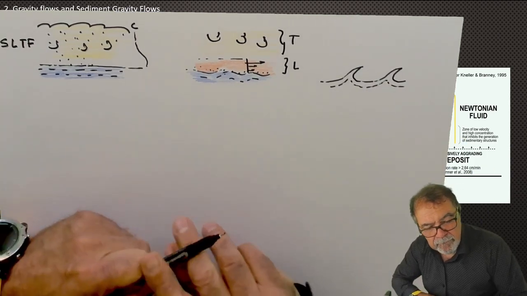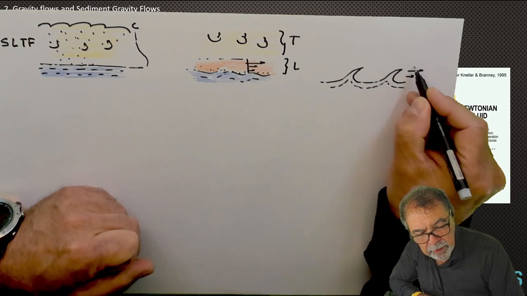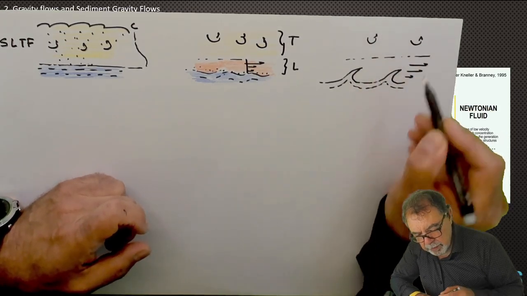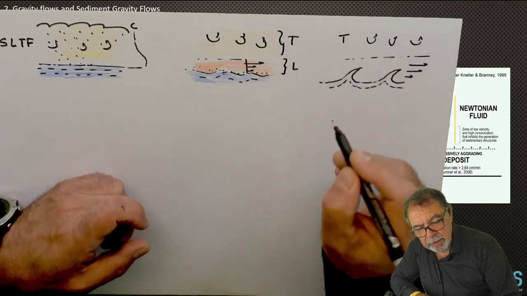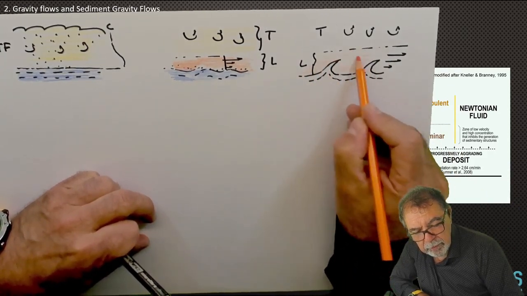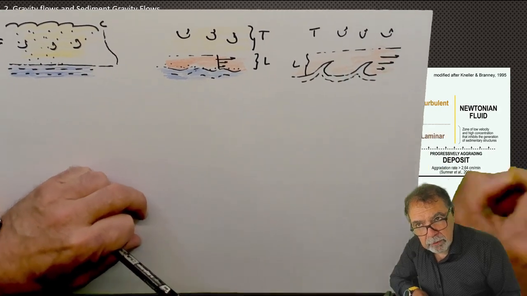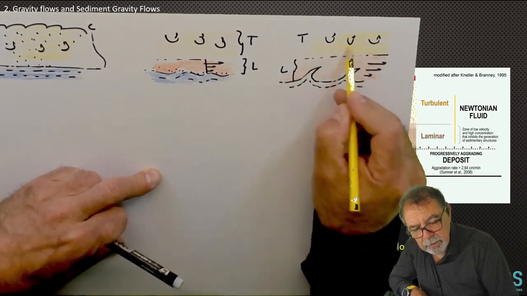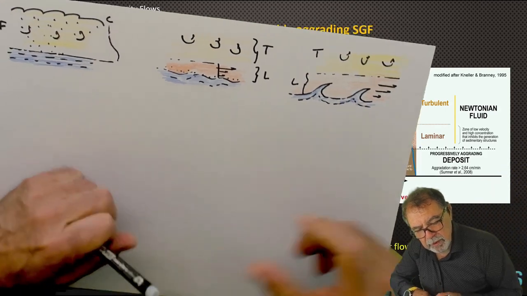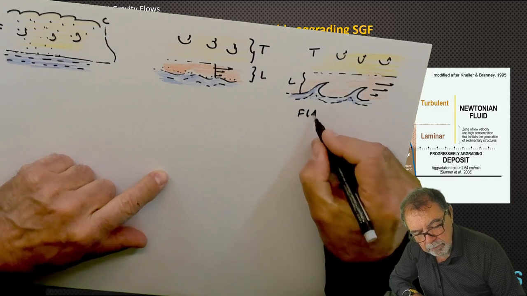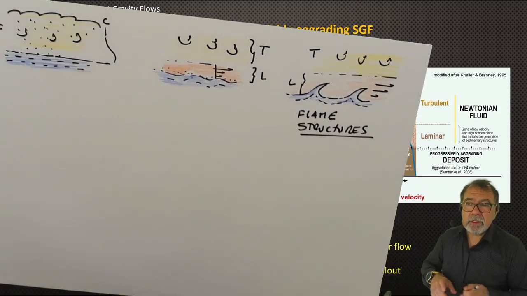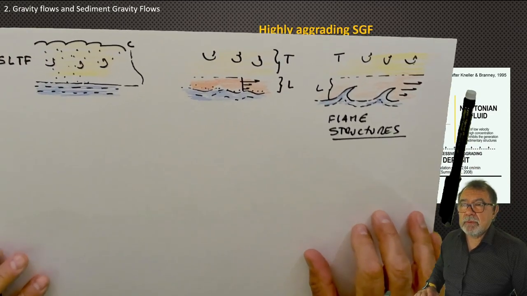This forms these typical flames made of shale. These flames form because the flow here is laminar and is moving below the turbulent part of this flow. So this is the laminar part of the flow, and on top the turbulent part, and at the bottom you have these flame structures. Flame structures are typical of the bottom of massive sandstones.